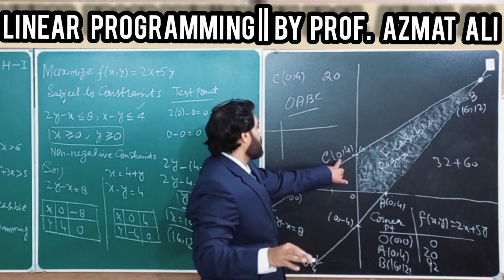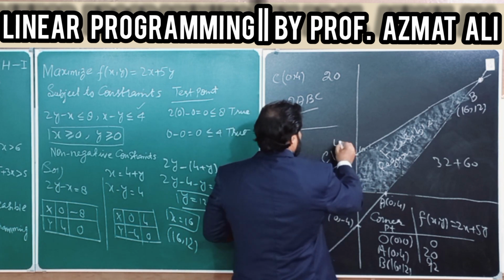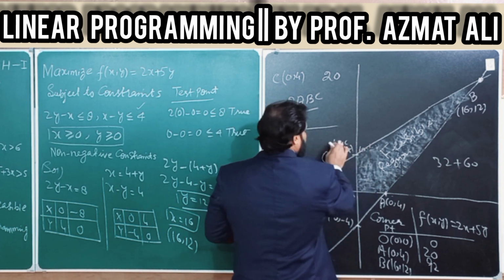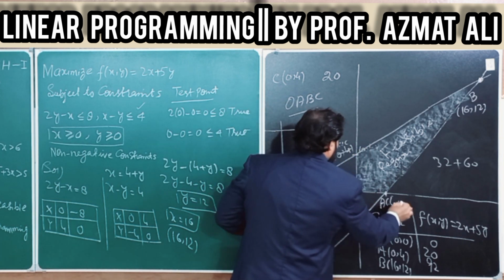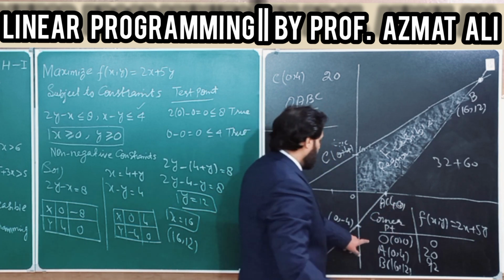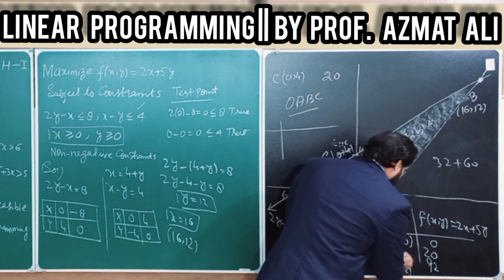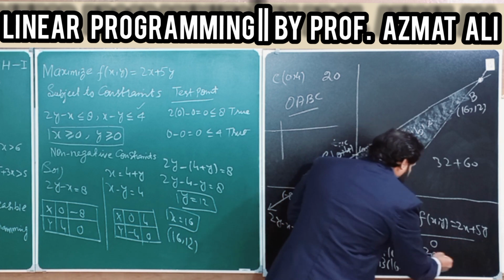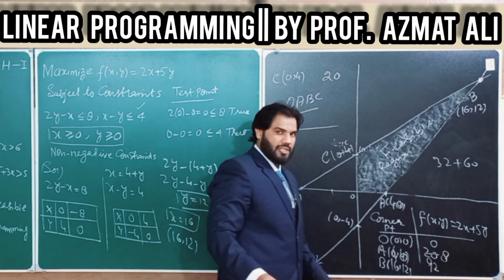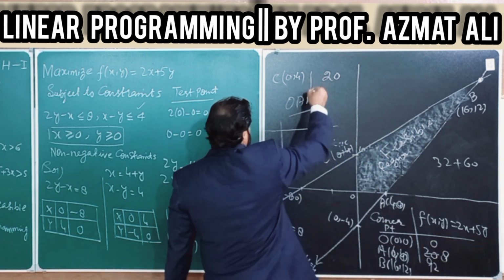So A is (4, 0). When x is 4, y is 0. This is 8, and this is 20.